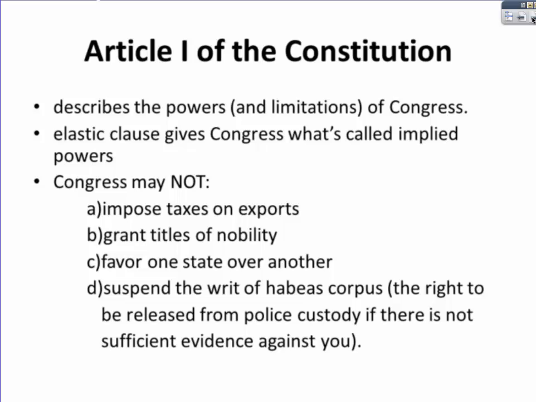You cannot grant titles of nobility, so everyone is to be treated equally under the law. You cannot favor one state over another. And lastly, you may not suspend the writ of habeas corpus. This is the right to be released from police custody if there is not sufficient evidence against you.